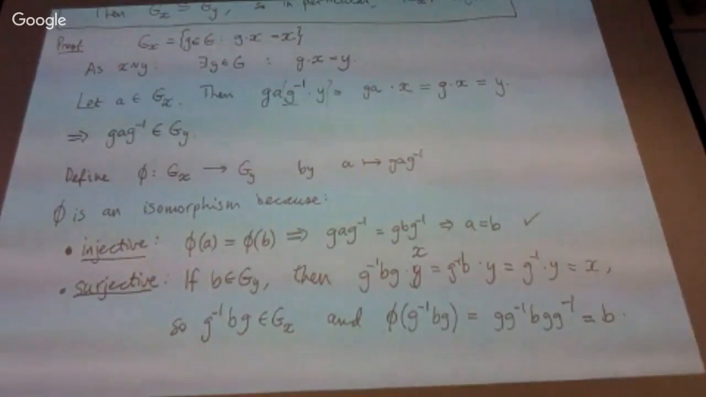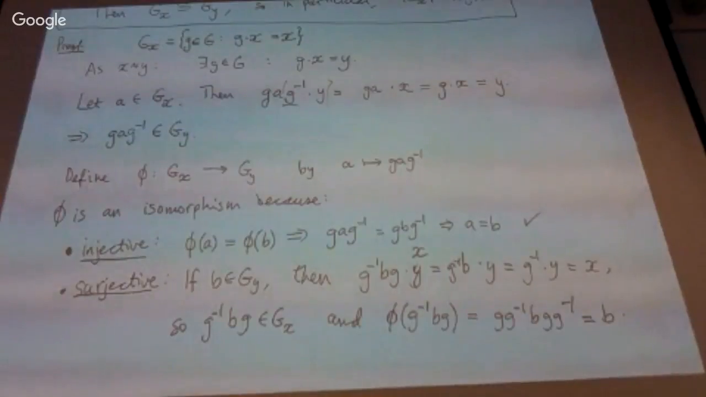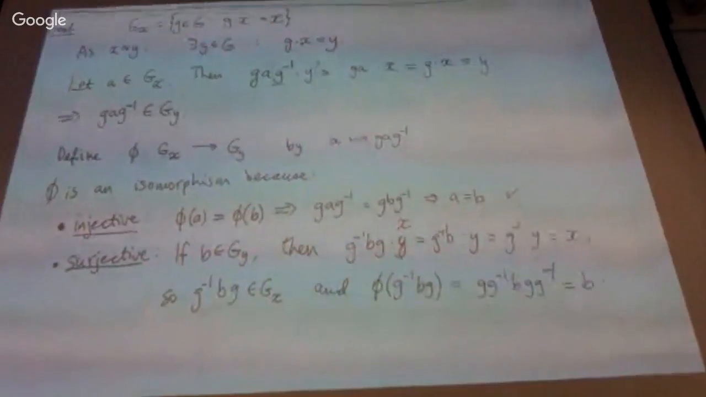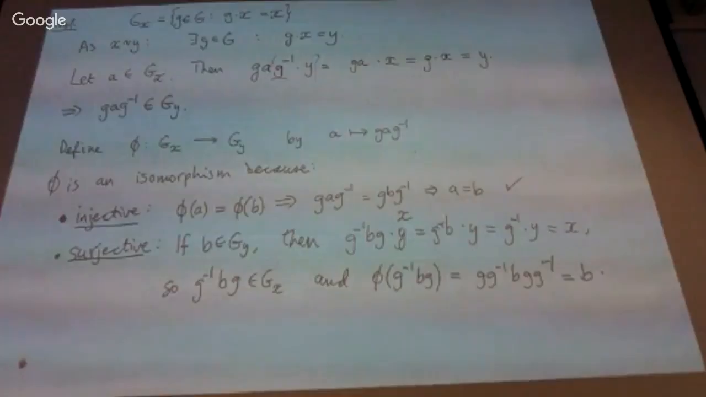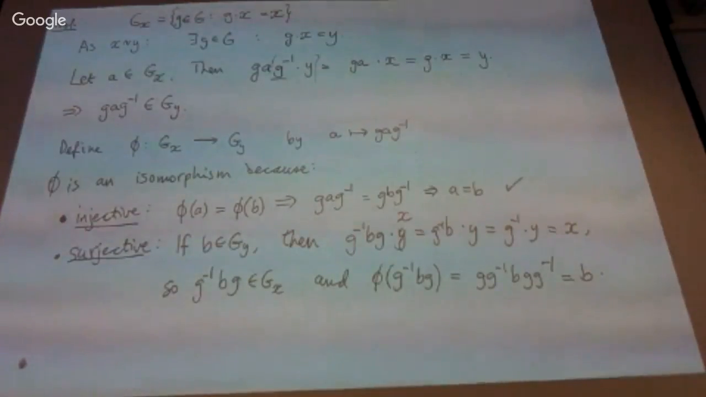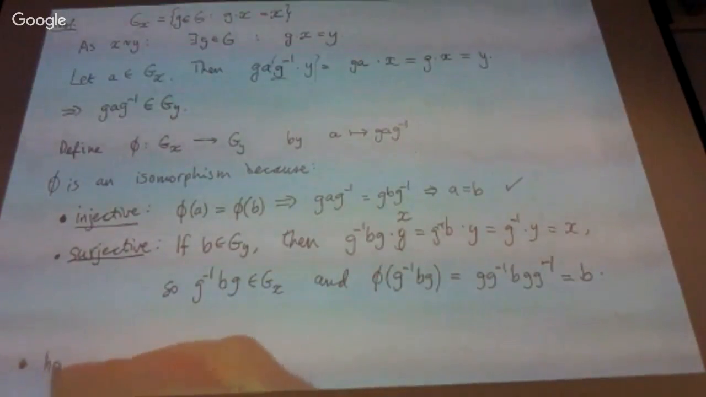It's a nice little proof, but just the Lemma. Okay, and then the last thing that an isomorphism has to be: yes, it has to be a homomorphism. Is it a homomorphism?